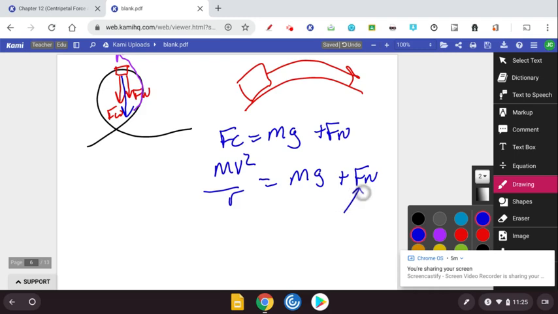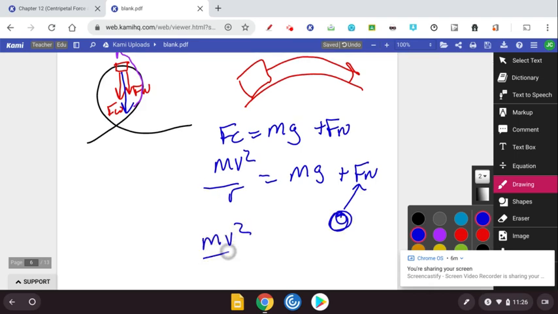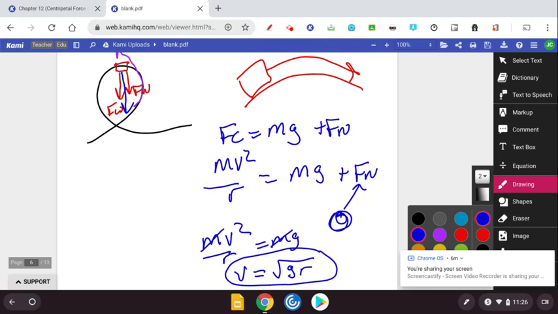And so if we want to see the minimum speed you could go without traveling around the curve and falling inward, we would set this value to 0. And when we do that, we end up getting mv squared over r is equal to mg. And so the m's cancel out, and we get a very simple equation, which is v is equal to the square root of gr. This equation here describes the minimum velocity that a person needs to go in to stay in the circle and not fall inward.